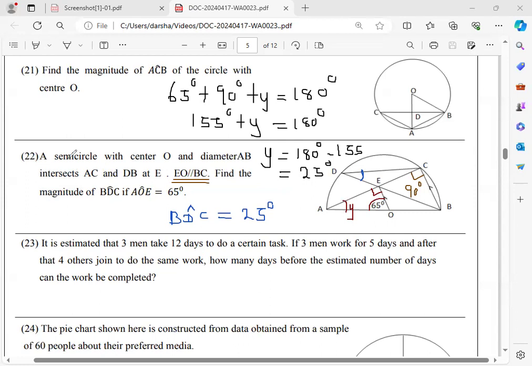So what are the theorems I have used here? The first one is they are telling a semicircle with center O. Okay. So this is the center of the semicircle and diameter AB intersects what? Intersects AC and DB at T. They are telling EO, this line, okay, this is EO is parallel to BC. Find the magnitude of BDC. AOE is 65. Okay. So this is 90 means this is 90. Then we can find this angle. By using the theorem, the sum of the interior angles of a triangle, that is equivalent to what? That is equivalent to 180 degrees. Okay. Then note down that BDC value is 25.